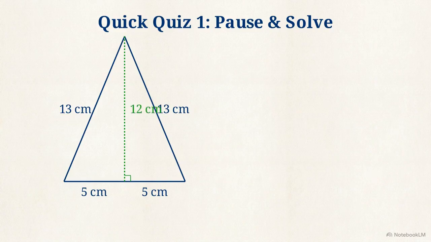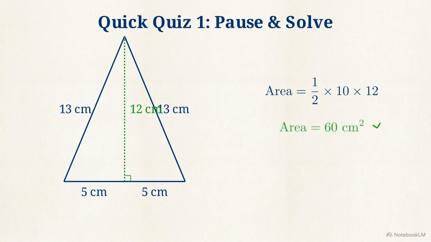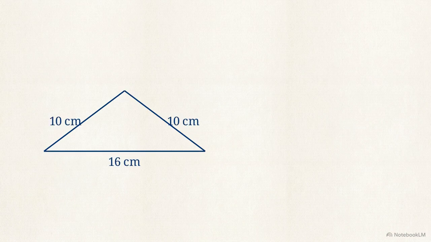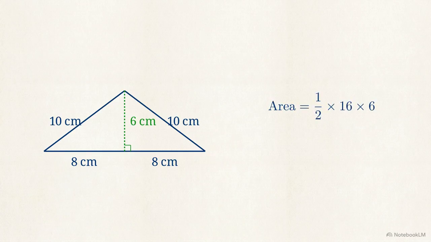Let's see the steps. The base splits to 5, and Pythagoras gives a height of 12. 1/2 times 10 times 12 results in an area of 60 square centimeters. Here is one more. With equal sides of 10 and a base of 16, the base splits to 8. Pythagoras gives a height of 6, leading to an area of 48 square centimeters. Practicing these steps helps you become familiar with the relationship between the base, height, and area in isosceles triangles.